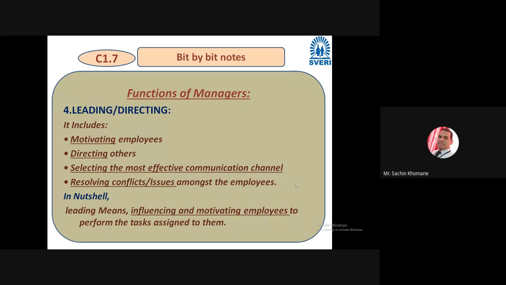The next one is selecting the most effective communication channel. Friends, if one manager is there, there may be thousands of employees. A general manager, if one manager is there, thousands of employees are there. So how will you communicate to all employees? You have to select that communication channel. Then resolving conflicts and issues amongst the employees.